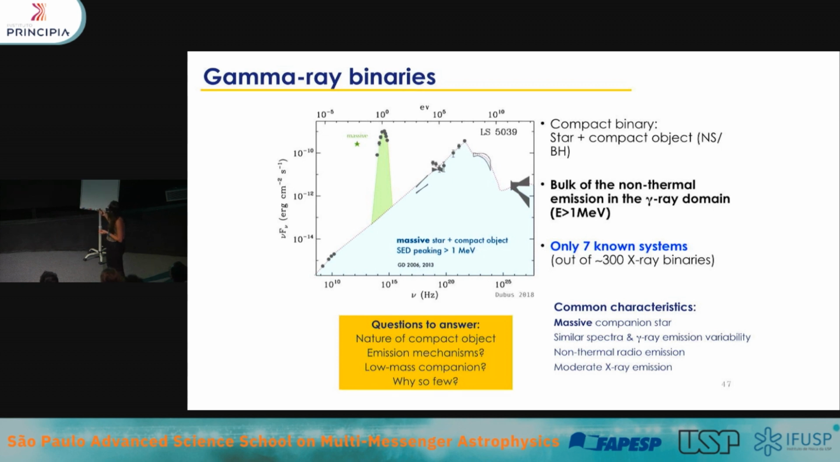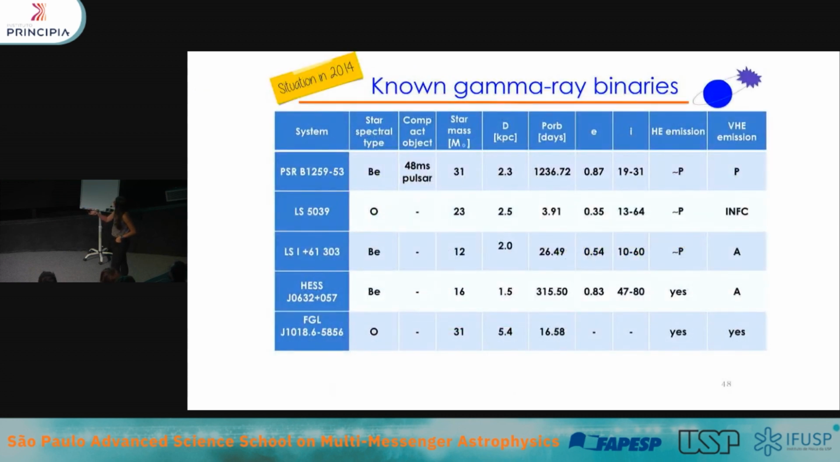Right now we have 10 systems. This slide is a bit outdated. Out of about 300 X-ray binaries, we have detected only 10 of what we call gamma ray binaries, with the peak of the non-thermal emission in the MeV regime. And of course, there are still many open questions that we are trying to solve, because all of these systems have a lot of similarities and at the same time not. But we will see here that now, as I mentioned earlier, we have detected more systems.